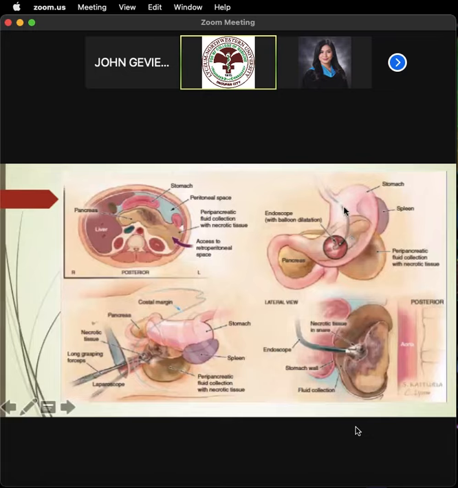This picture is an endoscopic transgastric necrosectomy, another minimally invasive intervention. Okay? So, we make use of a gastroscope with special instruments. You open the posterior portion of the stomach, then you can already approach the necrotic part of the pancreas. So the pancreas is located just posterior to your stomach.